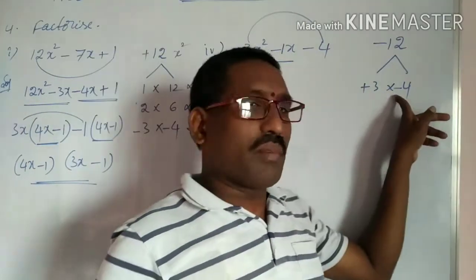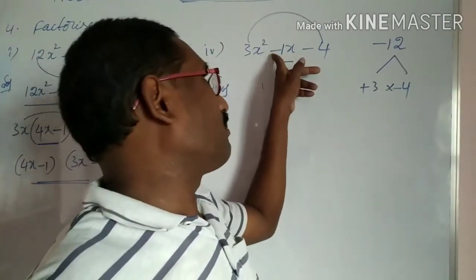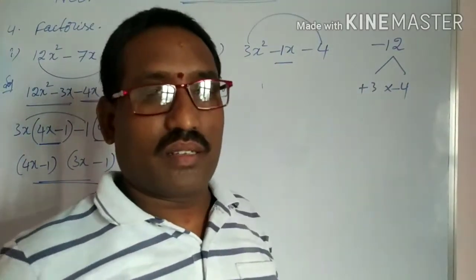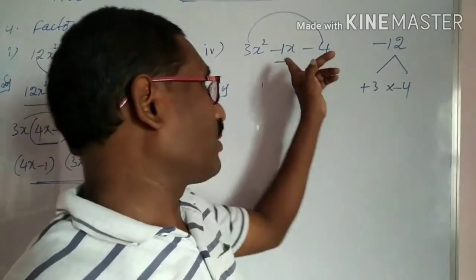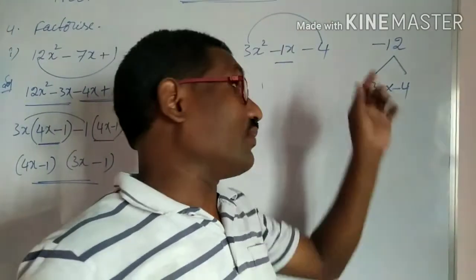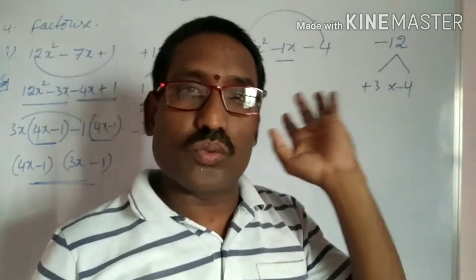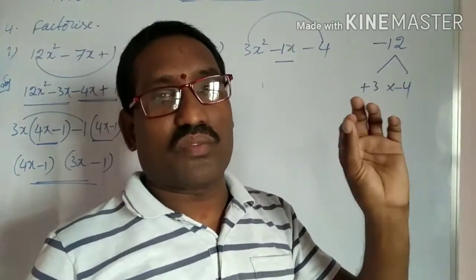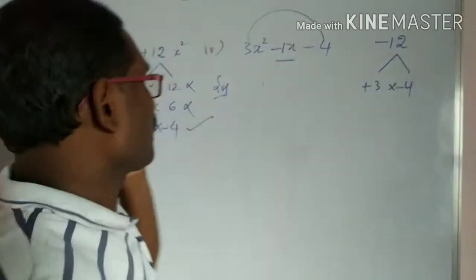The bigger factor's symbol should be minus. Middle term: here plus means the bigger factor is plus, and here minus. If the product is negative, don't forget this, don't confuse it.